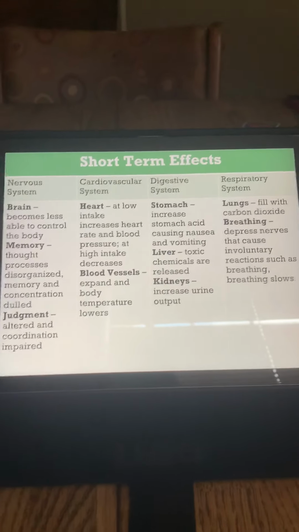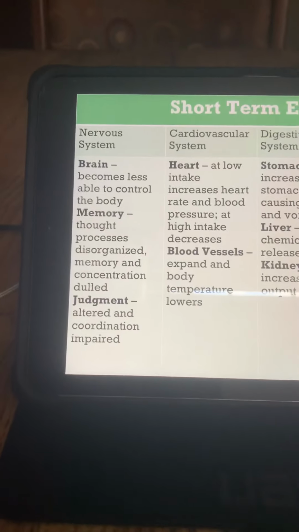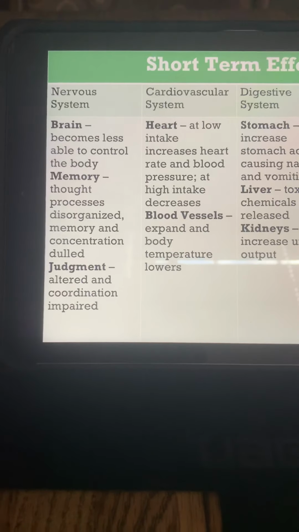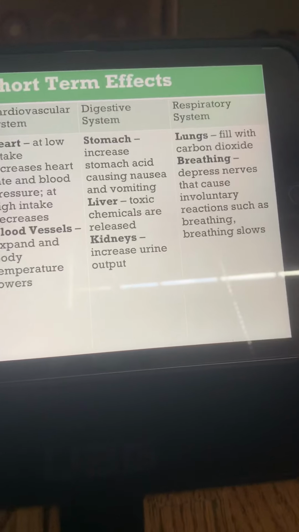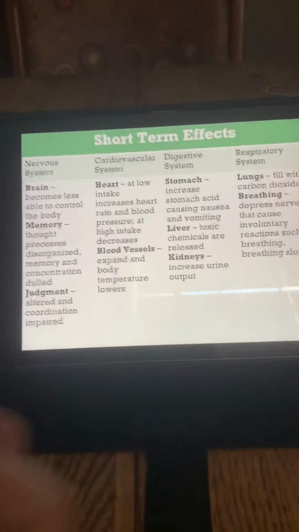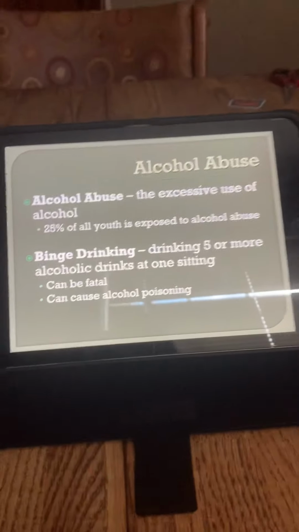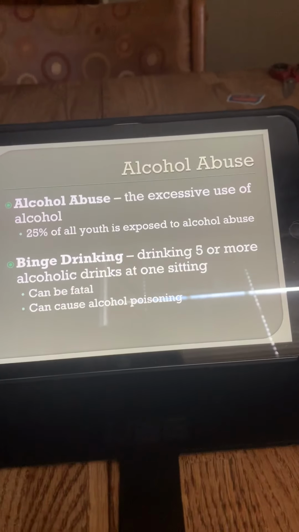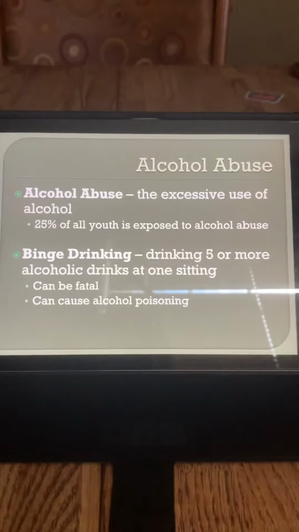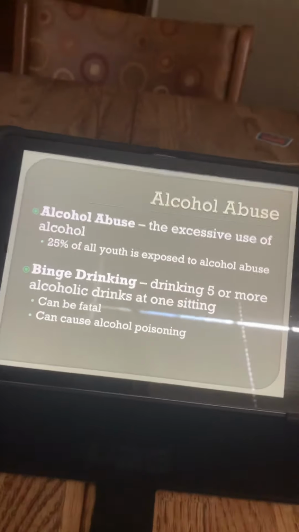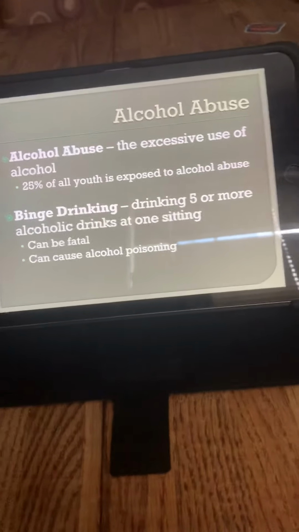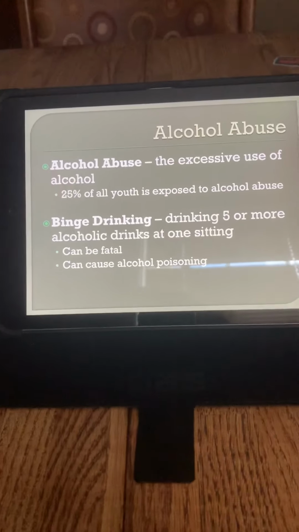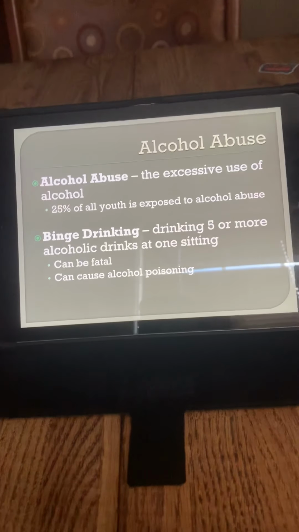Here are some short-term effects on different systems: the nervous system, the cardiovascular, digestive, and respiratory. Alcohol abuse is the excessive use of alcohol. 25% of all youth are exposed to alcohol abuse. And binge drinking is drinking 5 or more alcoholic drinks at one sitting.